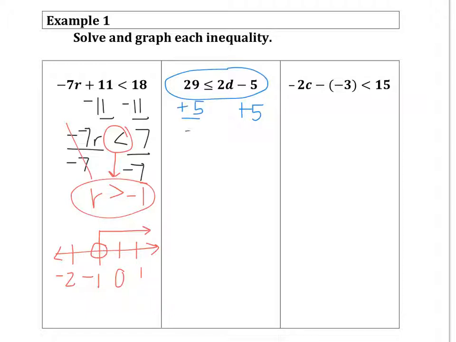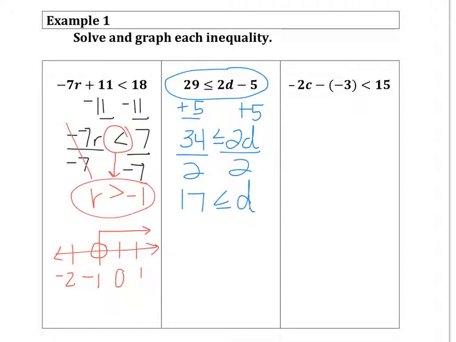29 plus 5, 34. And then I have 34 is less than or equal to 2d, divide by 2. Now, did I divide or multiply by a negative at all? No. So I'm not going to flip the sign here. But I am going to erase this mistake number 2. So 34 divided by 2, 17.